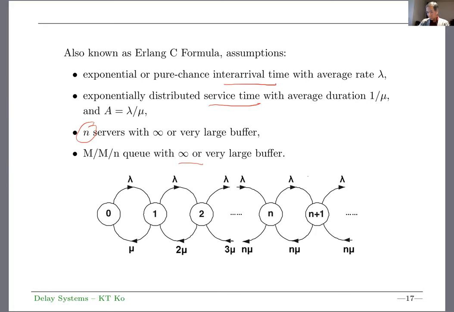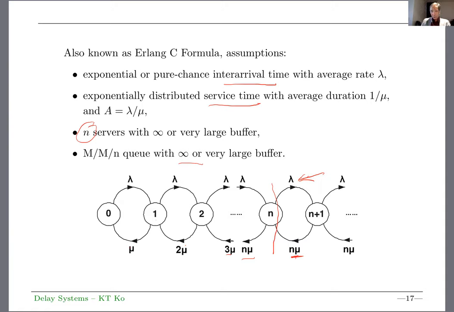Lambda remains constant. But what's not common is that the departure rates are state dependent. When you are in state 2, it's 2 mu. In state 1, it's 1 mu. In state 3, it's 3 mu. In state n, it's n mu. And in state n plus 1, it's still n mu. So once you exceed n, the same departure rate n mu applies to every one of those states.